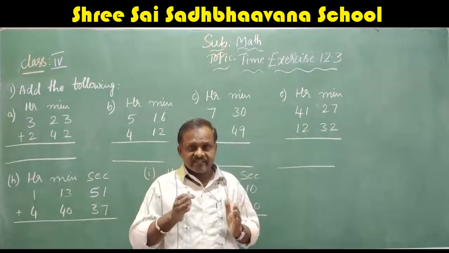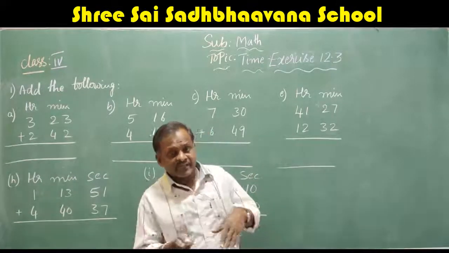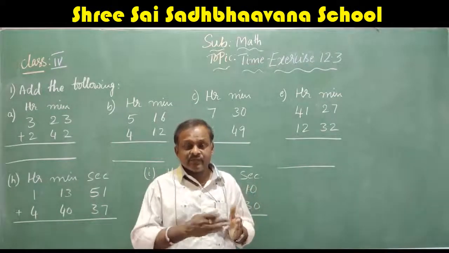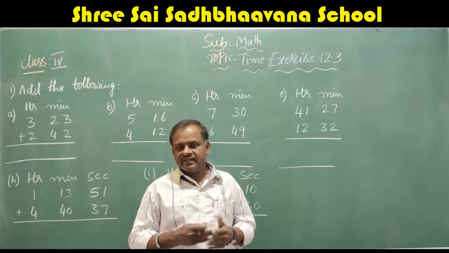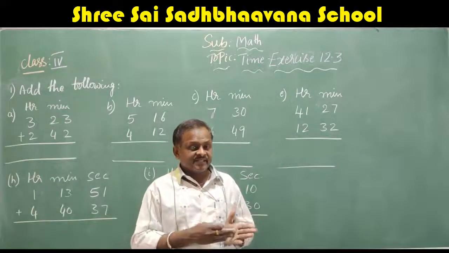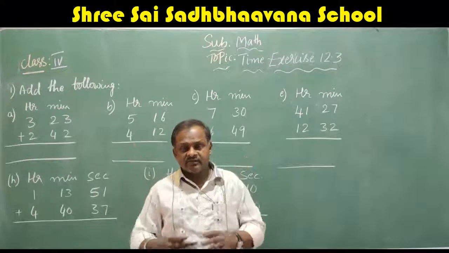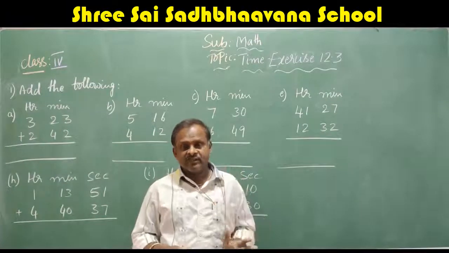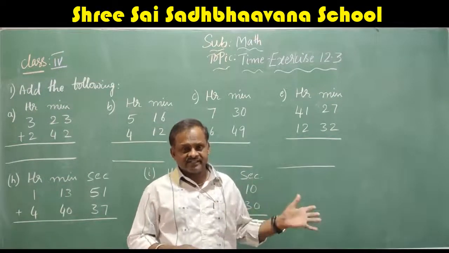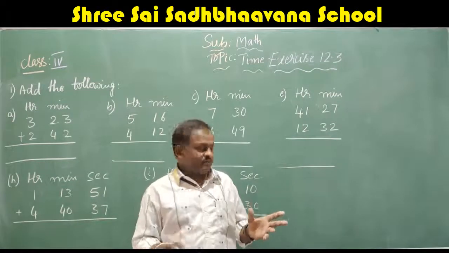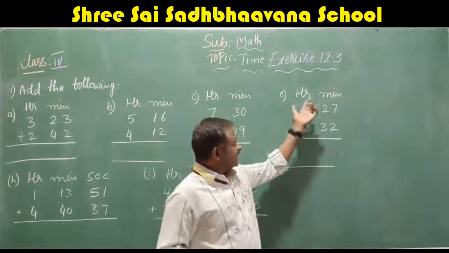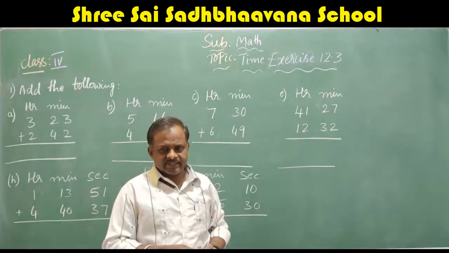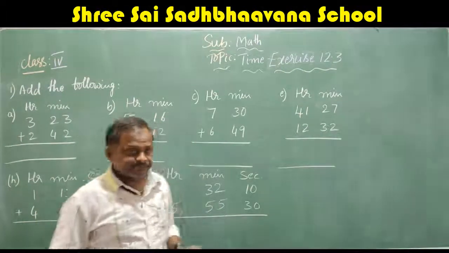That means when you add the seconds, if you get 60 seconds, you have to take carry 1. When you add the minutes, if you get 60 minutes, you have to take carry to the hours, because 60 minutes is equal to 1 hour. Always the minutes and seconds should be less than 60 only. Maximum up to 59 you can write. If it is 60, you take 0 here and carry 1 minute or 1 hour. While we are adding, you can understand it. Okay, first we will do this problem.